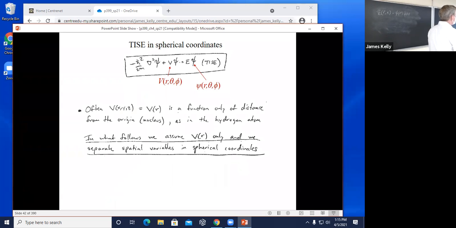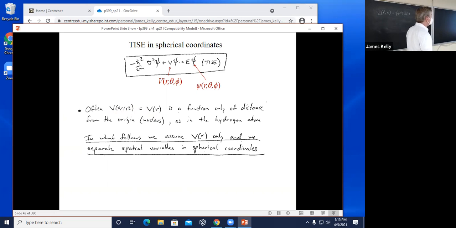So we're going to very quickly, just to simplify our lives, but also motivated by the hydrogen atom, assume that the potential energy function, which could potentially be a function of all three variables, x, y, and z, or r, theta, and phi, is only a function of r, not a function of theta and phi. That's what we call a central potential. And that's going to help us simplify and continue to separate variables in spherical coordinates by the same kind of process.